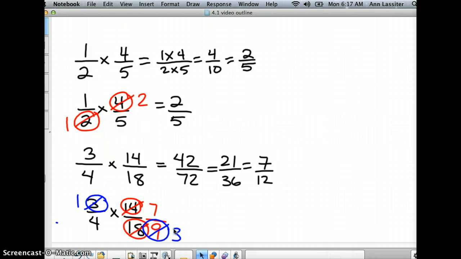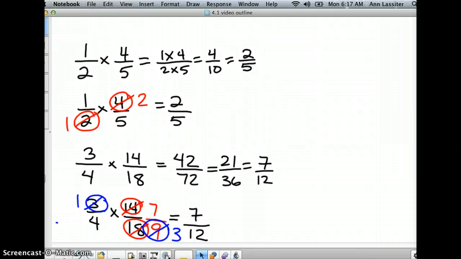And then when I multiply straight across, I have 1 times 7 is 7. And 4 times 3 is 12. So I personally think this is easier to take out bigger factors in the beginning, and then I just get my final answer. But it's your choice. Any way you do it, you end up with the same final answer.